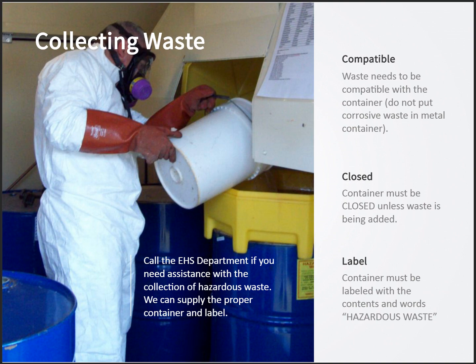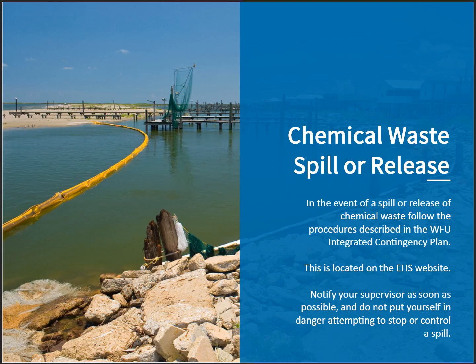container and label. Chemical waste spill or release. In the event of a spill or release of chemical waste, follow the procedures described in the Wake Forest University Integrated Contingency Plan, and the plan is located on the EHS website. Notify your supervisor as soon as possible. Do not put yourself in danger attempting to stop or control a spill.